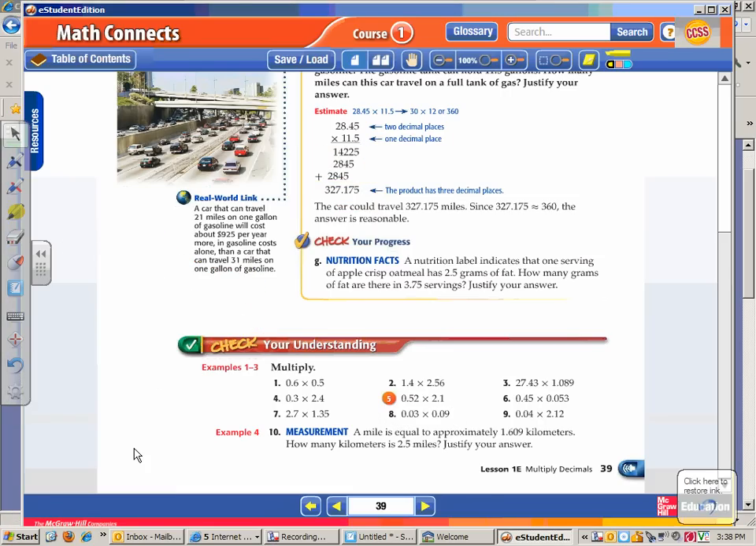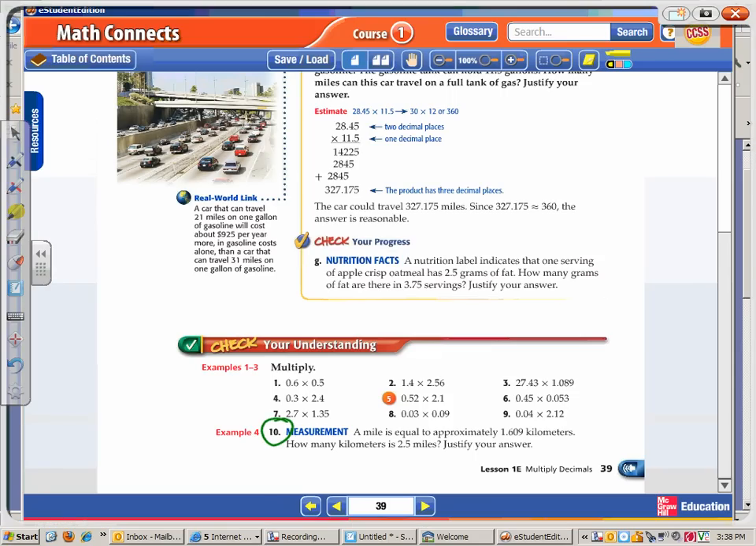All right, let's take a look at this last example here. And it's a story situation. Okay, so a mile is equal to approximately 1 and 609 thousandths kilometers. How many kilometers is 2 and 5/10 miles? Okay, so looking at that, we know that 1 mile equals 1 and 609 thousandths, kilometers.